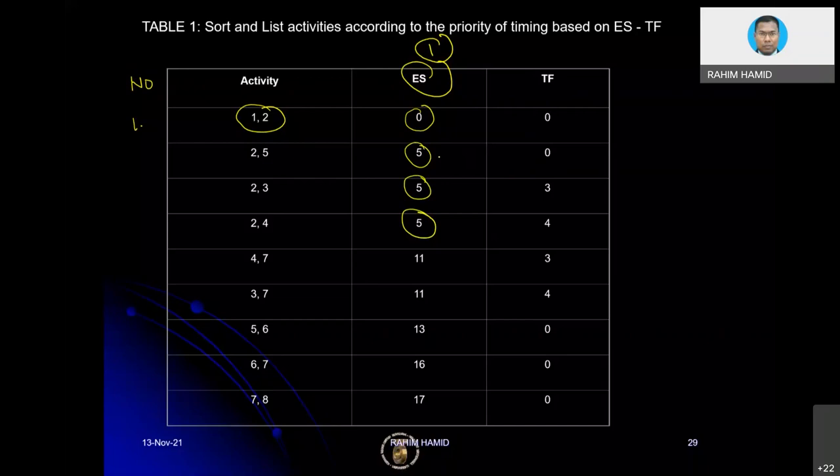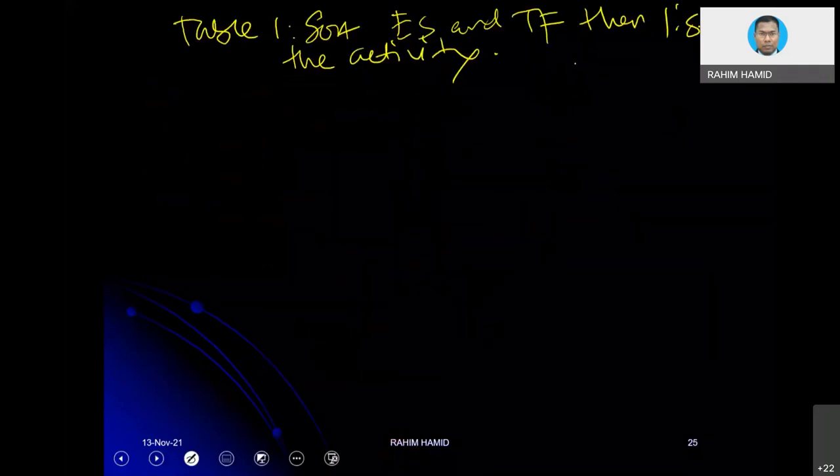Then how are we going to choose which one first? That's why, in the next sorting column, we look at the total float. You notice that the activity with the smallest total float value will be chosen first, and that activity is activity 2, 5. So I put that as number 2. When many activities have the same early start date, we need to choose which one is first, and we look at the total float. This is what the step in this slide is telling us.